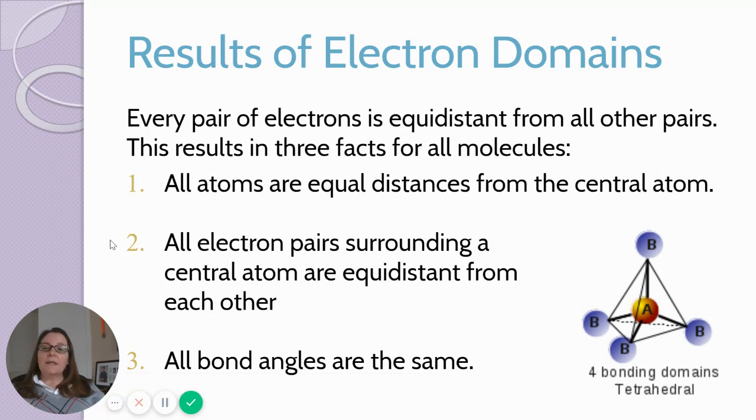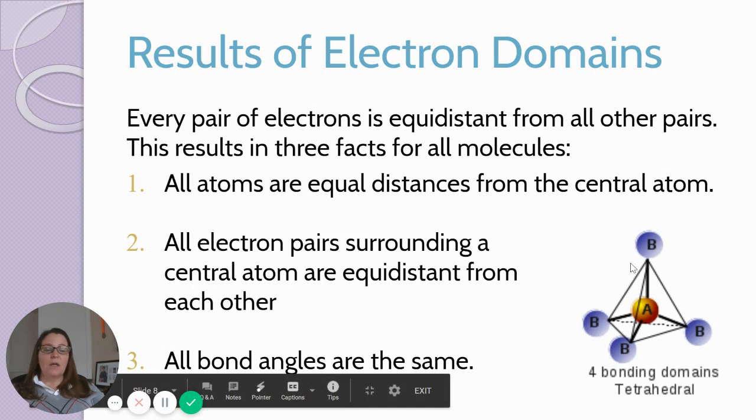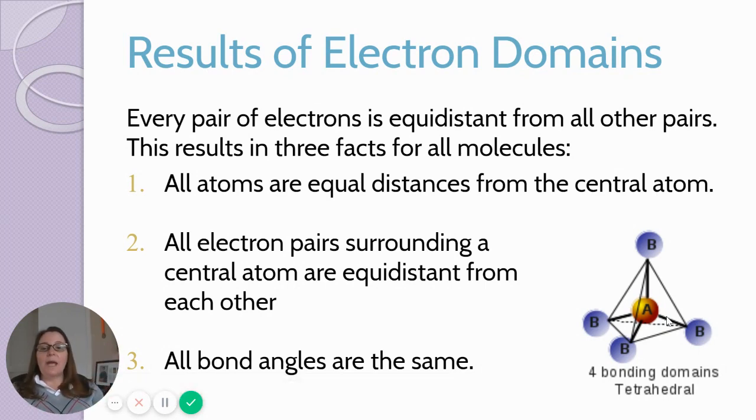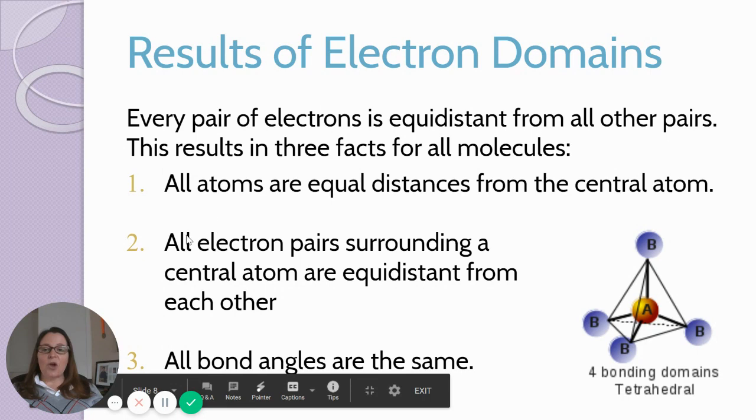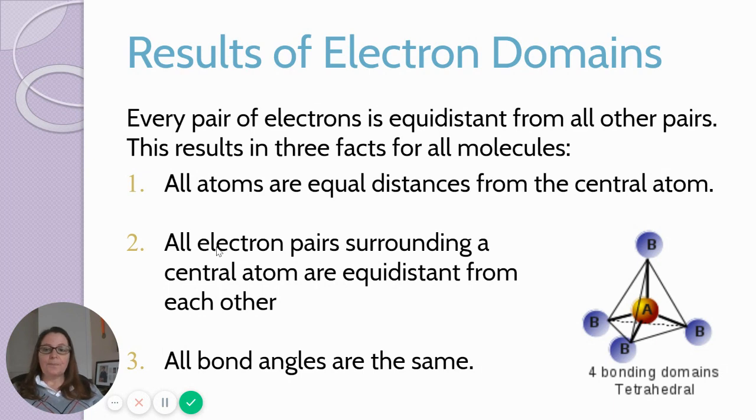The second fact is that all the electron pairs surrounding a central atom are equidistant from each other. So this is where I had you measure the marshmallows and show that they were all the same distance from each other. And notice that it says all electron pairs. So this includes bonded pairs and lone pairs.